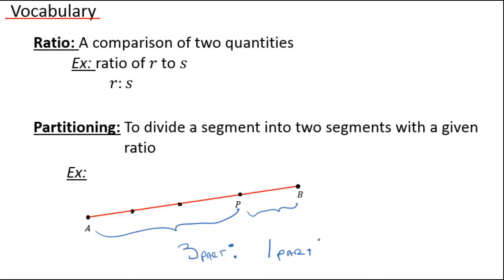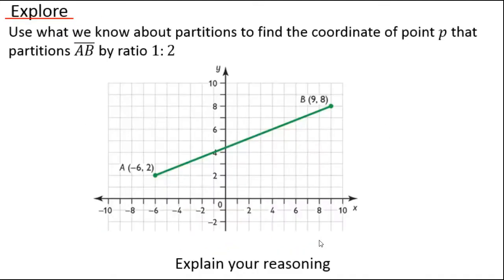We're going to take this notion of partitioning and apply it to an actual example. So here we have a segment on a grid. To find an equal amount of distance, this one is asking us to use what we know. Remember guys, always read directions. It says use what we know about partitions to find the coordinate of a point P that partitions segment AB into a ratio of 1 to 2. So we want a ratio of 1 to 2.